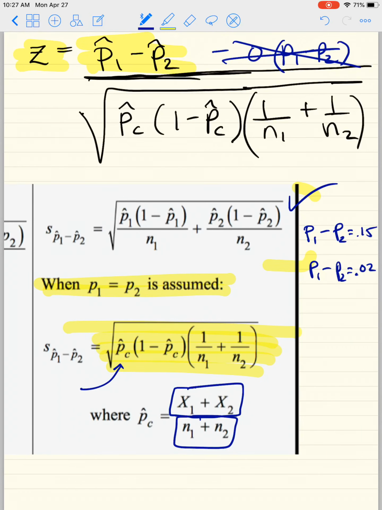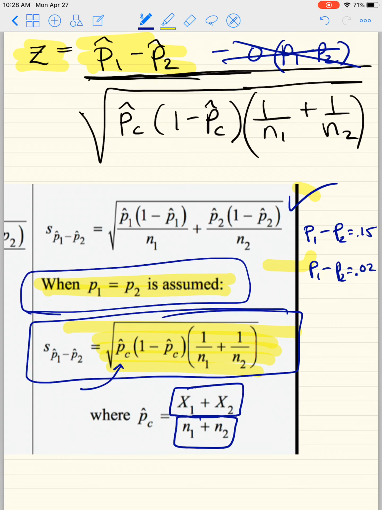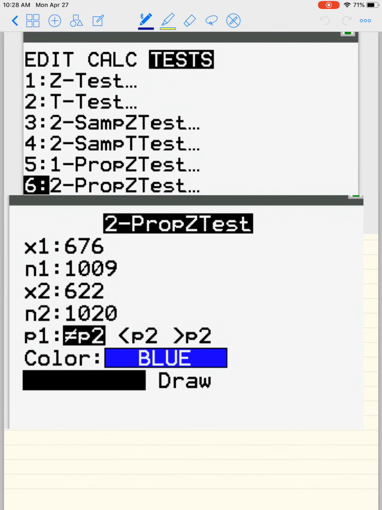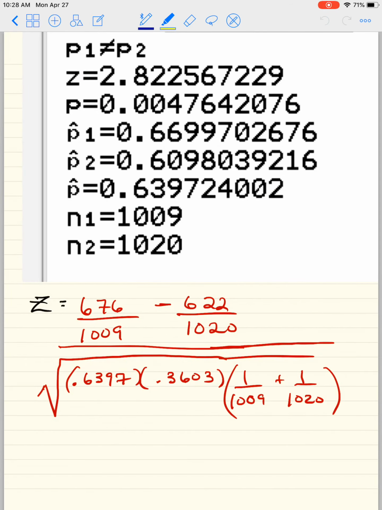So let me start by showing you this. Let's leave the formula as is. This here is in your formula sheet. It says when P1 is equal to P2, this should be in the denominator, okay? So I'm going to press stat, test, and go down to 2-PropZTest. I'm going to put my numbers in, hit does not equal, and hit calculate. After I hit calculate, I get all of these values. This value here is my z-score. Great. This value here is my p-value.